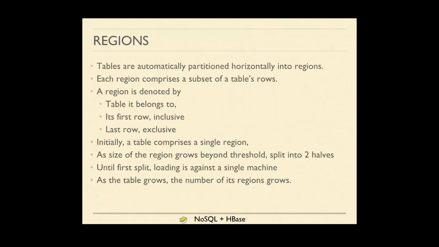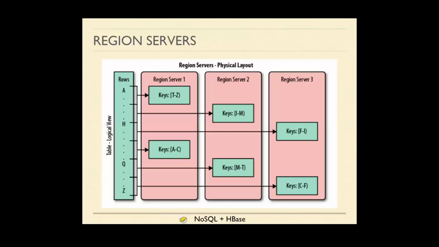So this is what it looks like. You can see that this is the logical A to Z, and while it is divided into 6 regions, there are only 3 region servers, therefore there are 2 regions per region server.